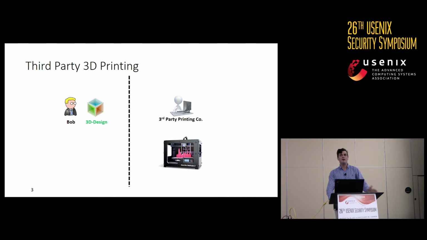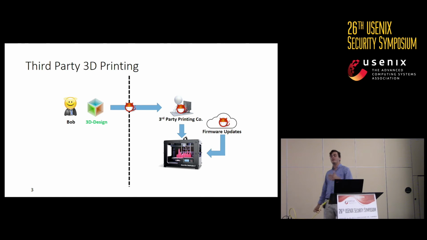But we want to consider where all of the points of risk are within this process. So first of all, we're going to go ahead and we're going to trust Bob. Bob is good to go. But that network that Bob's going to send his design over to that third-party printing company may be compromised, may have a man-in-the-middle attack, some kind of issue going on. The controller PC itself may also be compromised, as well as the firmware on the printer itself.